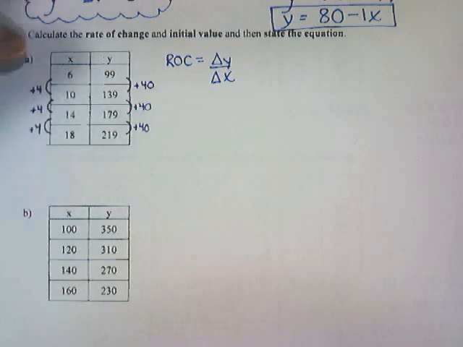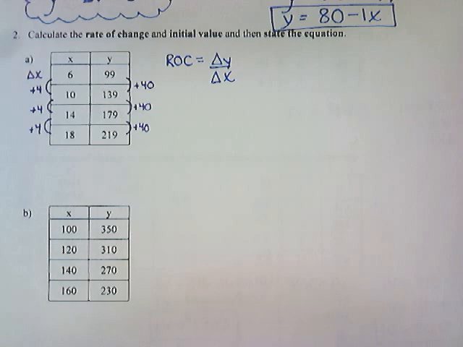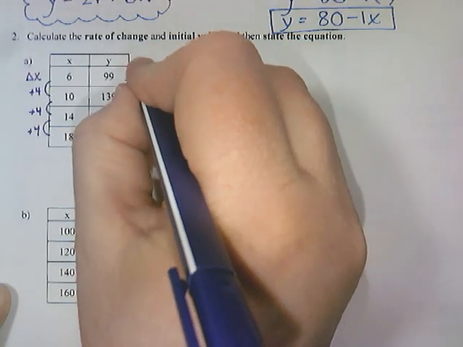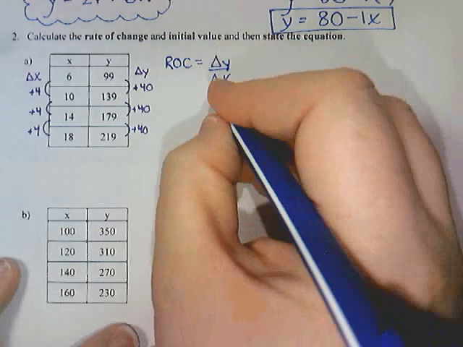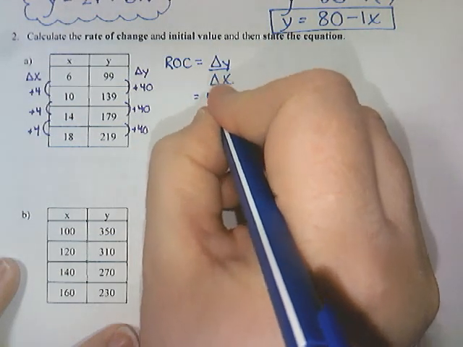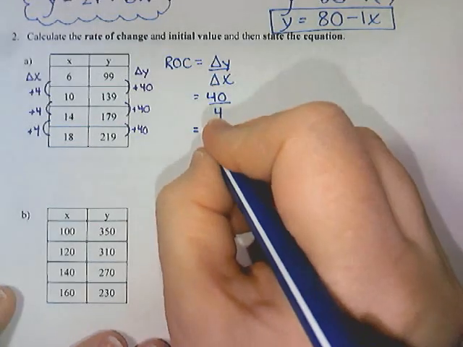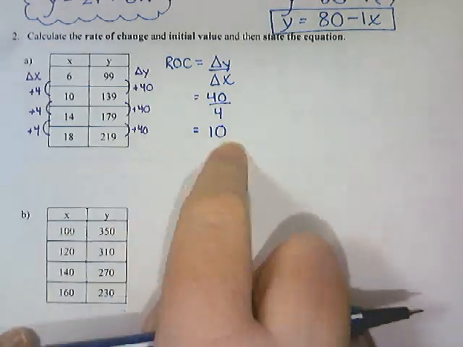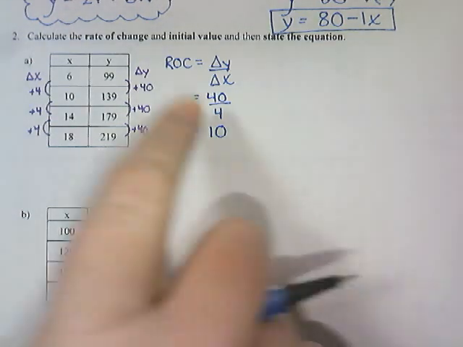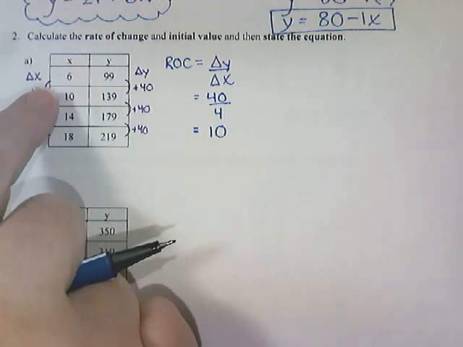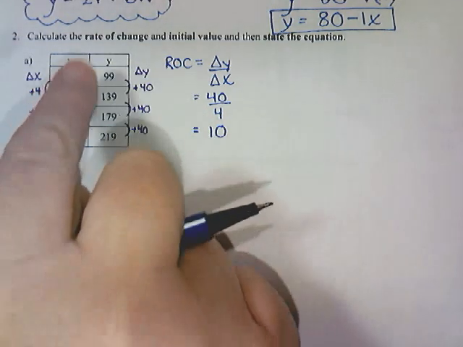All right, on the x side, these differences are my change in x or delta x. And on the y side, these are the differences in the y values or delta y. So my delta y is 40, and my delta x is 4. 40 divided by 4 is 10. I don't have any units to use because it was just x and y. So all this tells me is that every 1 I move up on the x side, we're going to go up by 10 on the y side. All right, so we've got the rate of change.